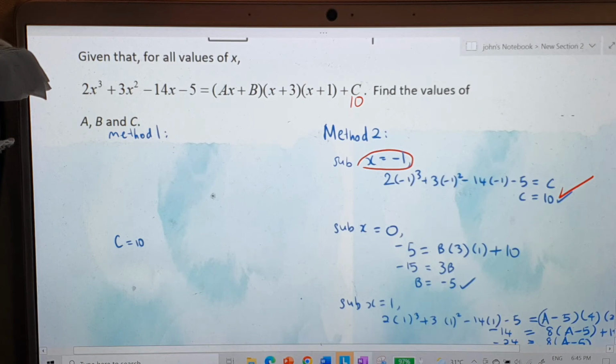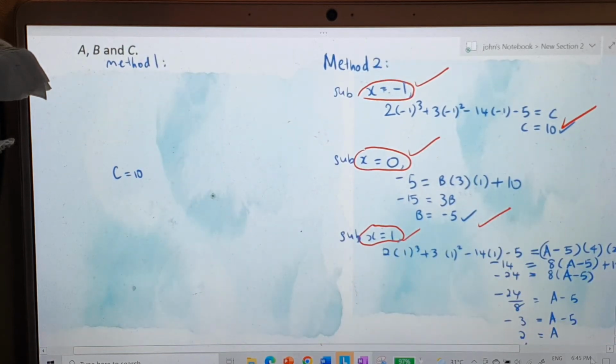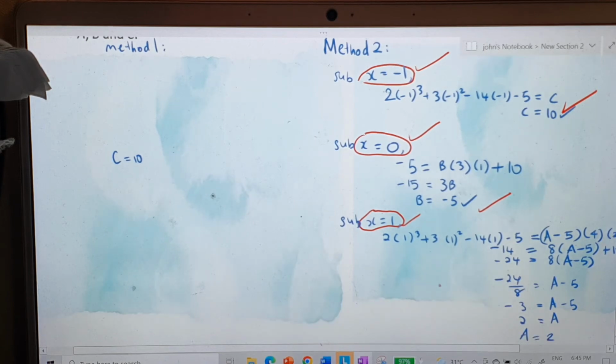And after I found that this is 10, I can move on to find the rest, which is a and b. Now, how do I find a and b? As I mentioned to you, if you run out of numbers already, choose x equals 0. Then you can find this. After you run out of numbers, like x equals 0, this one done already, this one done already, you try convenient numbers like 1, and you will be able to get the answer as 2. Okay, that's method 1.